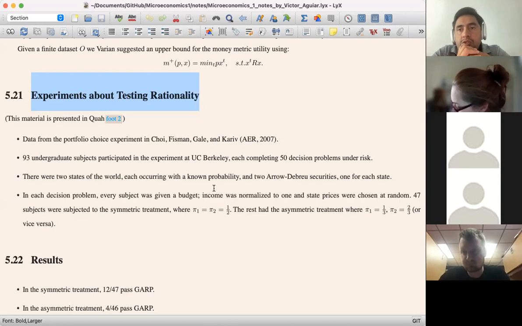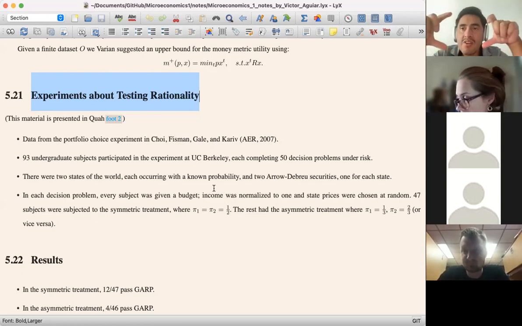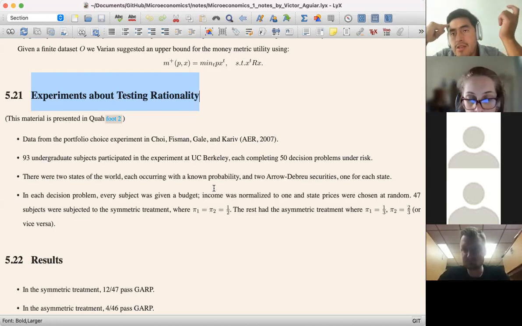So what they use in this experiment, they use 93 undergraduate subjects that participated in the experiment at UC Berkeley, right? This is very common, especially it was very common in the experimental literature. So they use a lot of undergrads, similar to psychology. As opposed to psychology, where people usually force their students to participate, paying them credits or whatever, because they usually have to satisfy certain credits in order to become a psychologist. So they are kind of forced. But in economics, we always pay them actual money, right? So it's always voluntary.